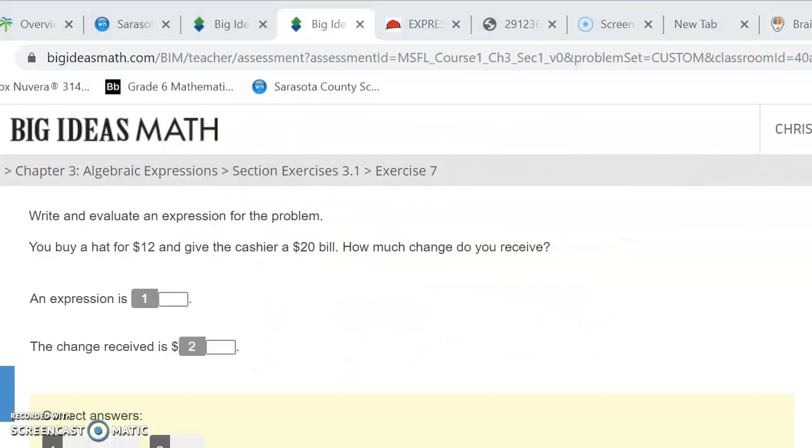And another easy one, you buy a hat for $12, you give the cashier $20. You give them $20, they take away $12, and how much change do you receive? Well, 8 plus 12 equals $20, so the difference in change would be 8.